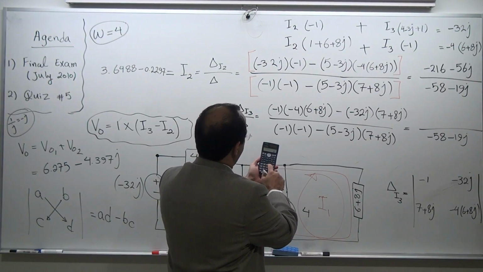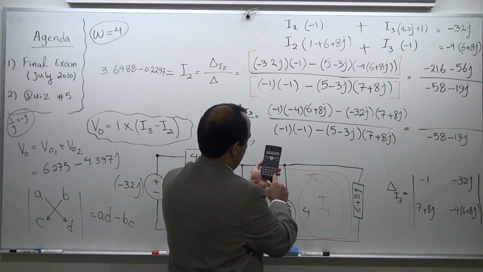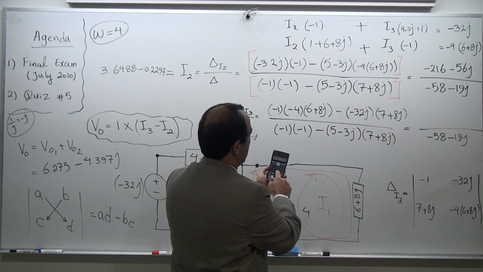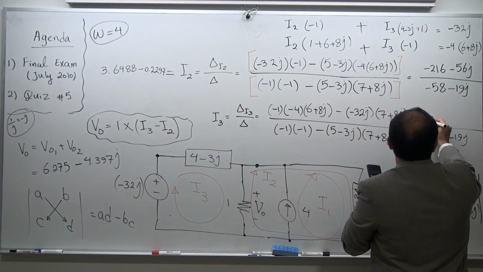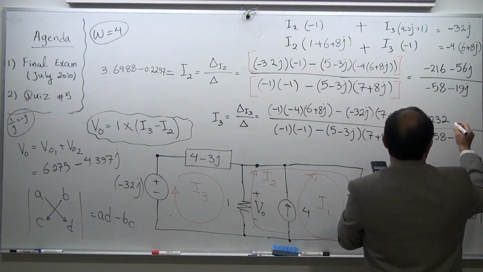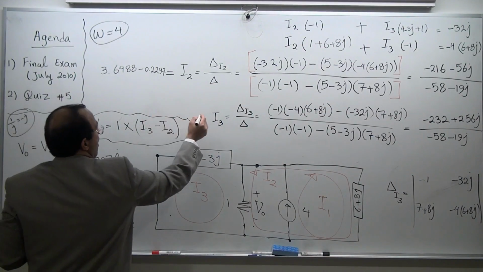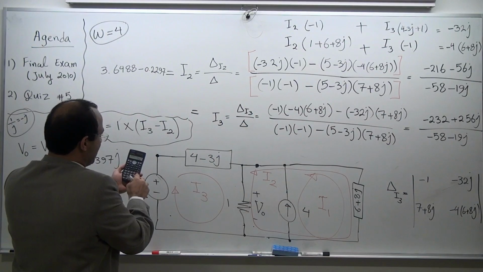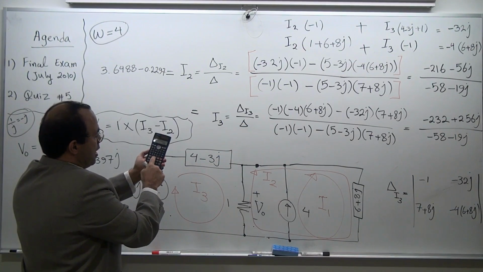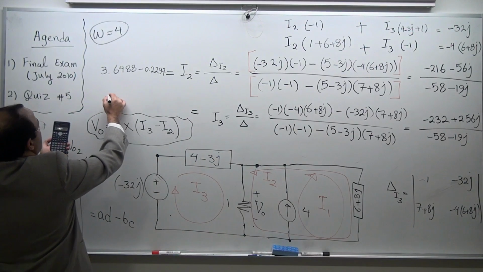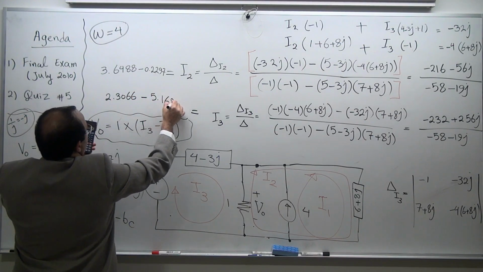Minus 1 times minus 4, of course that's plus 4, but still I'm doing it slowly by the calculator. 8j minus, open bracket, minus 32j times 7 plus 8j. Okay, that's minus 232, and shift equal sign, plus 256j. So how much is my I3? Let's divide that answer. I'm just going to have division because the answer is already stored in the calculator. Minus 58 minus 19j, and I'm done. This one is going to be 2.3066, shift equal sign, minus 5.1694.